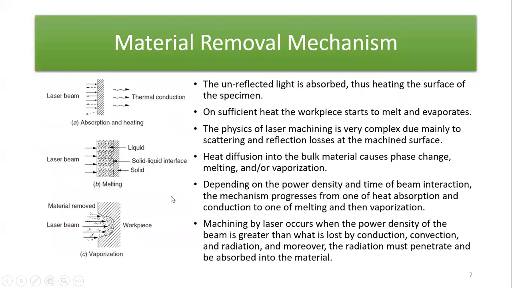So let's look at the material removal mechanism quickly. Again, we have about 6 minutes. If this ends, then please log in to the next session.